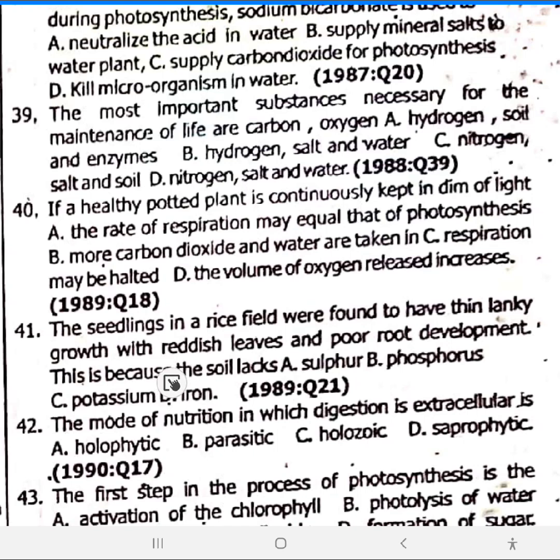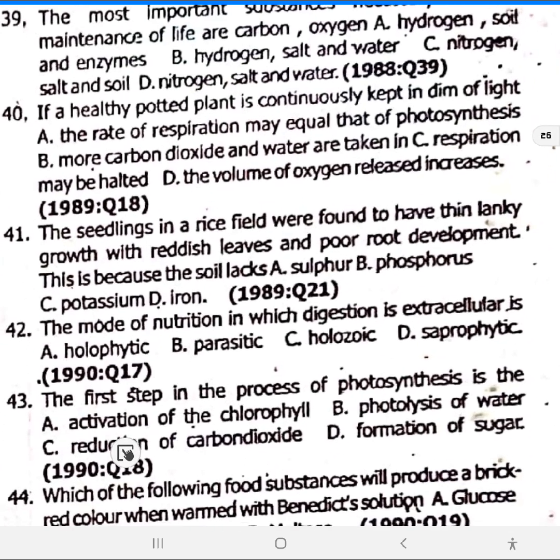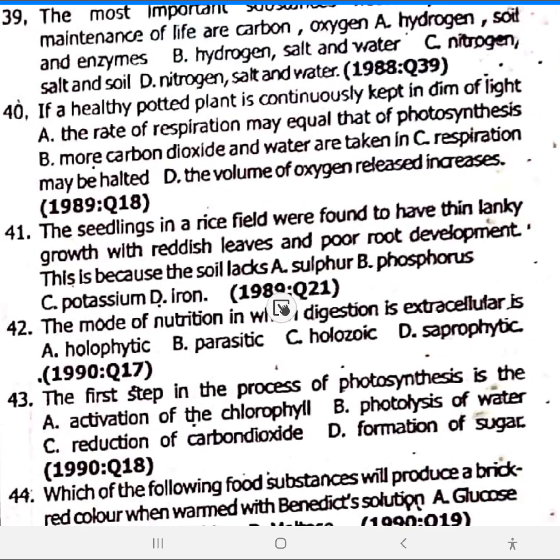41. The seedlings in a rice field were found to have a tiny lanky growth. If it's tiny, it's for sulfur. Don't forget, with reddish leaf and poor root development. This is because the soil lacks 41. The question is ambiguous. If the thing is lanky, it is sulfur, but if it is reddish or purplish, it becomes some other thing, probably calcium. So it's supposed to be sulfur and calcium. In this case, you just pick sulfur. The question is ambiguous, it could be many things. So I'd go with sulfur.